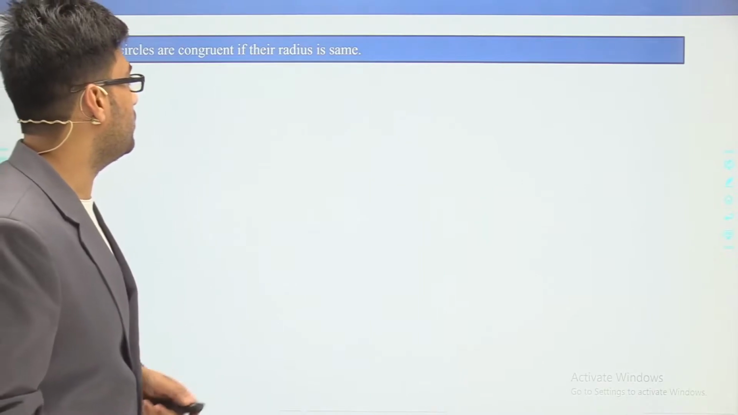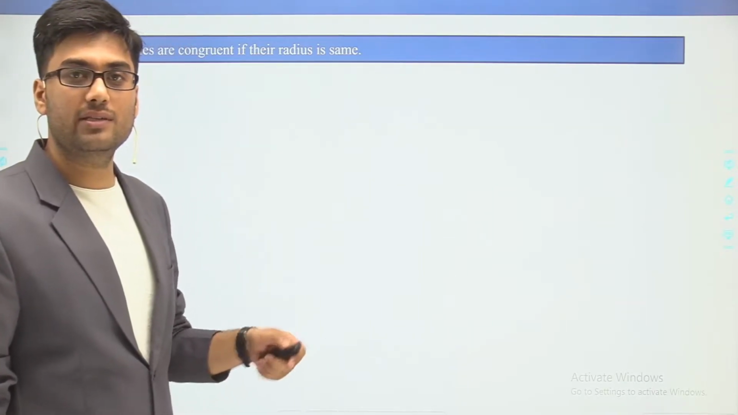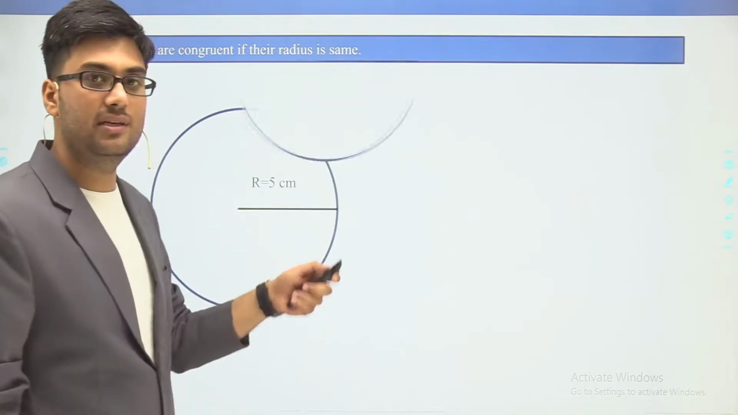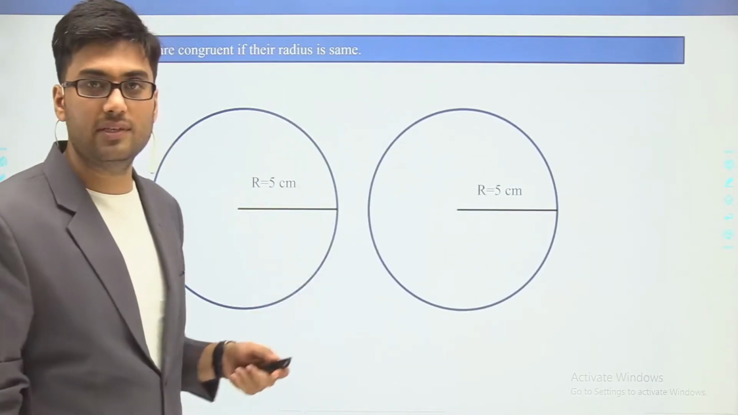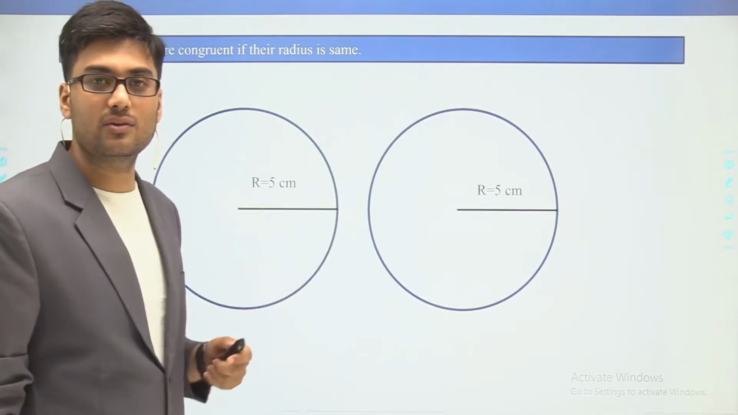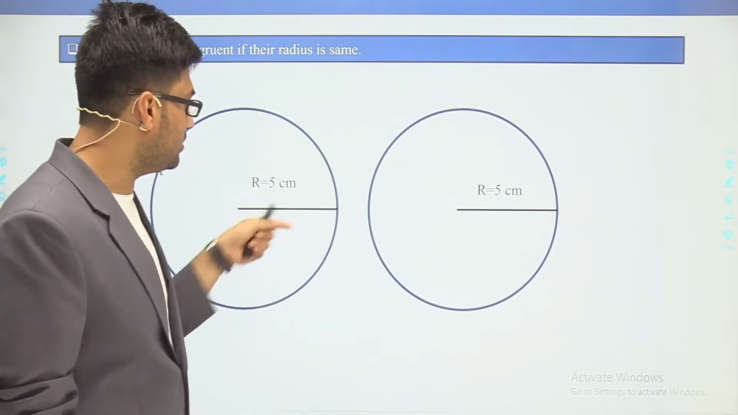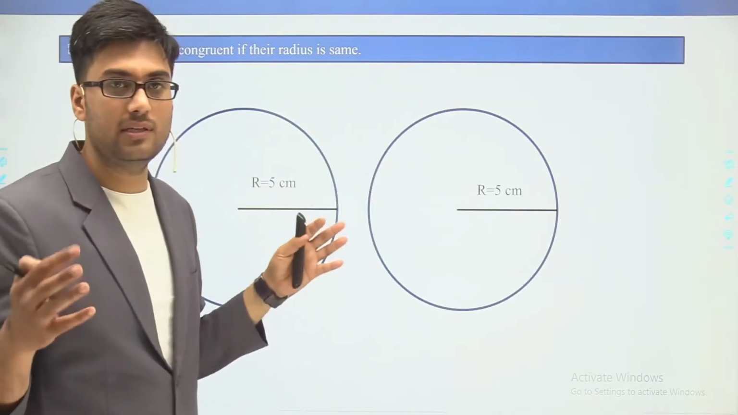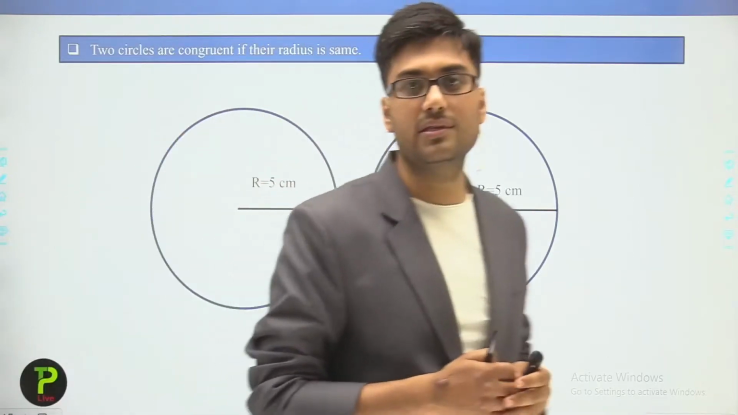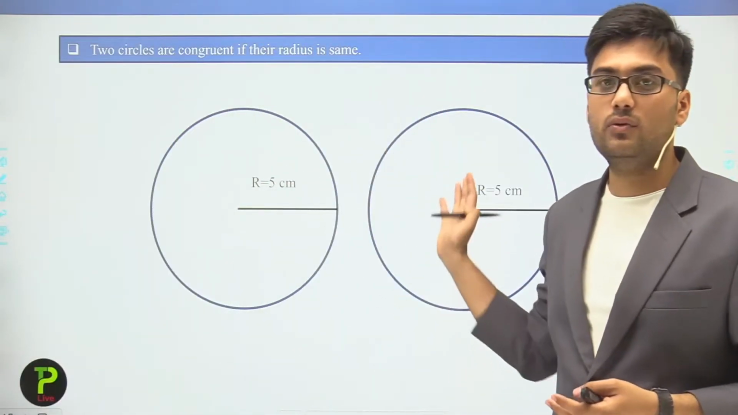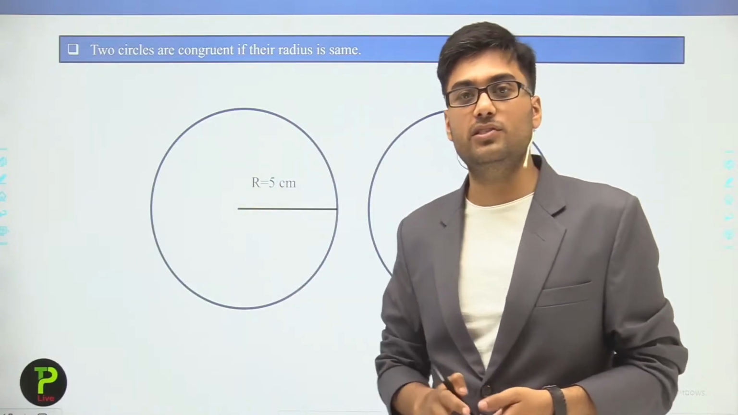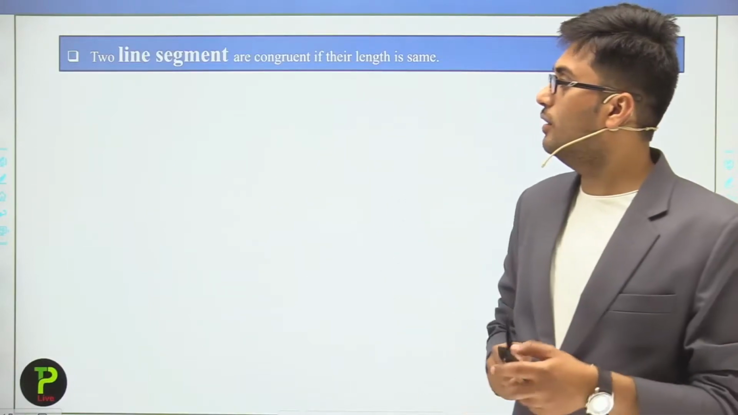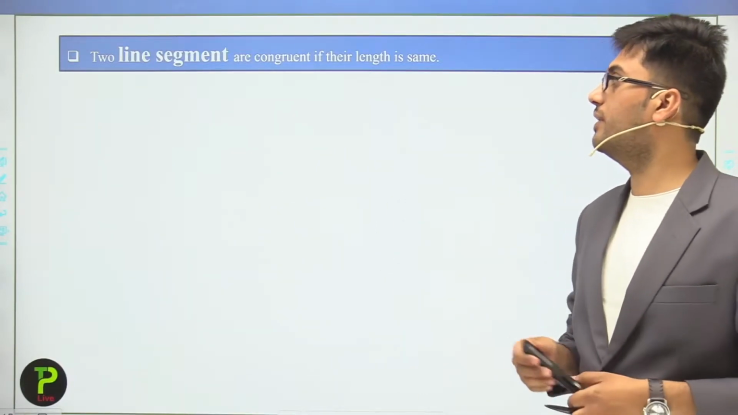Two circles are congruent if their radius is the same. For example, here we have one circle of radius 5 cm and another circle of 5 cm. These two circles are congruent because they have the same circular shape, the same radius, and so the same area. If we put one circle on the other, they overlap each other, so these two circles are congruent.